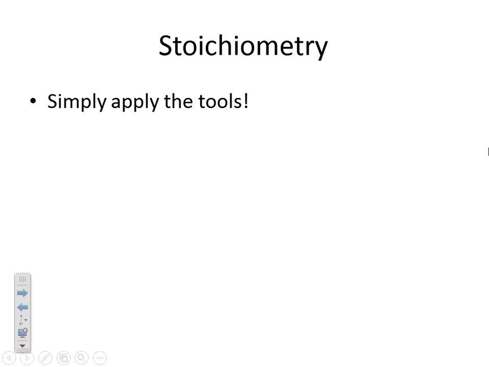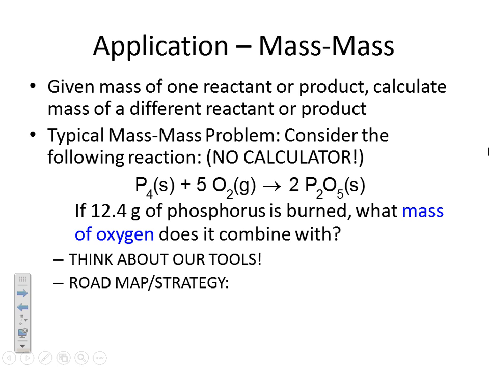I have not yet seen a Stoich problem that isn't essentially just pulling out one tool from the toolbox after another and knowing when to use them. We're going to focus on three types of problems, but there are many, many more because these three types of problems tend to be the underpinning of a lot of chemistry. So first up is what I call a mass-to-mass problem.